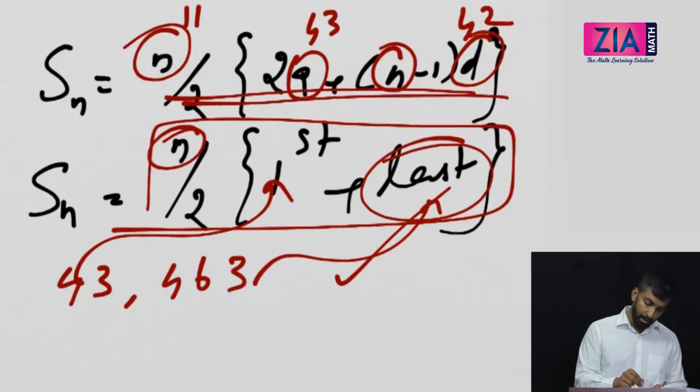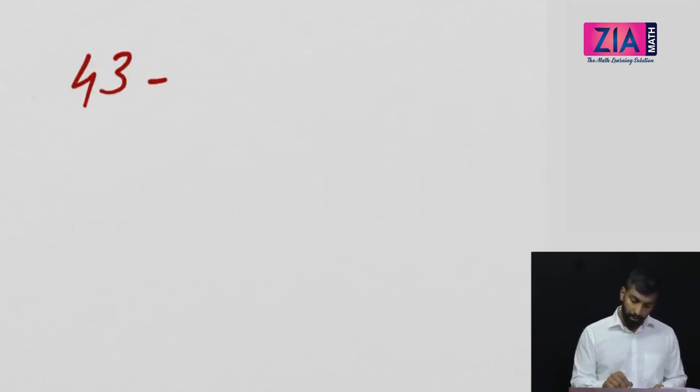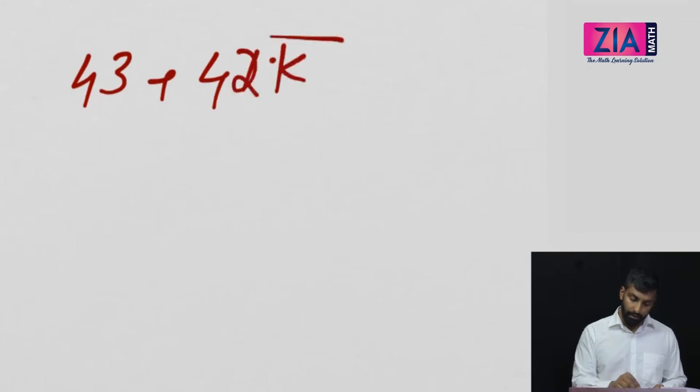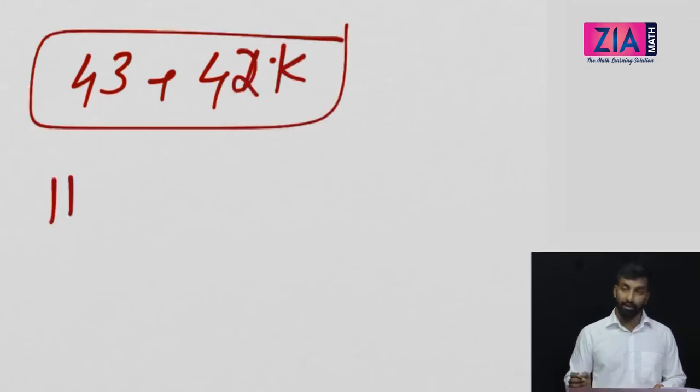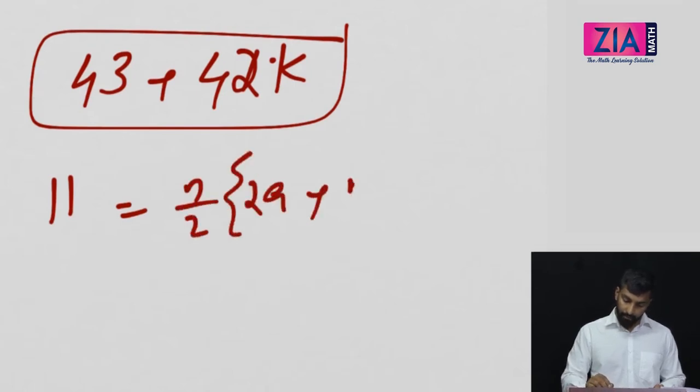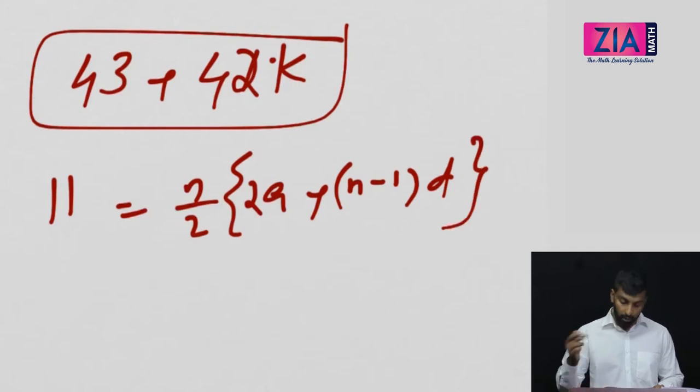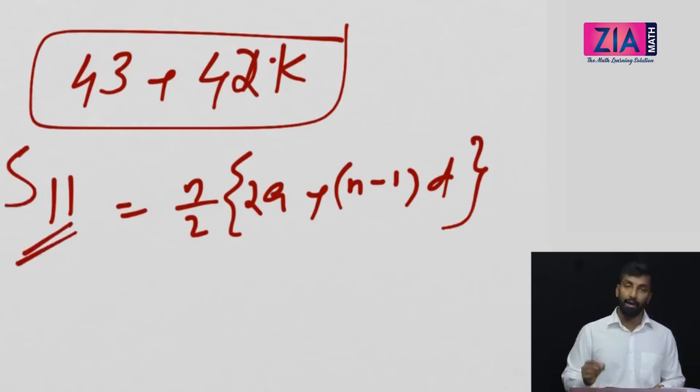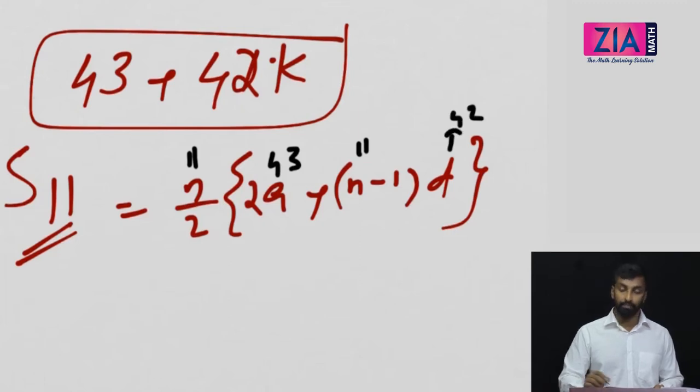Now in this question, which one will you use if they ask about the sum of the first 11 terms? You know the first term is 43, you know the common difference is 42, right? So this is a series, and they are asking you the sum of 11 terms. You know n, so n by 2 into 2a plus n minus 1 into d is the best, because they are giving you the sum of 11 terms directly. So you substitute n is equal to 11, a is 43, d is 42, and you will get the answer.